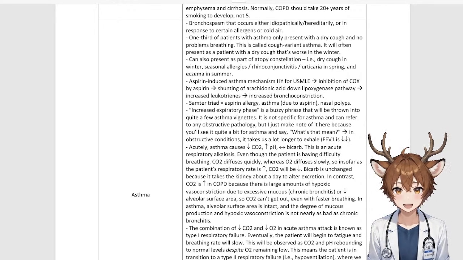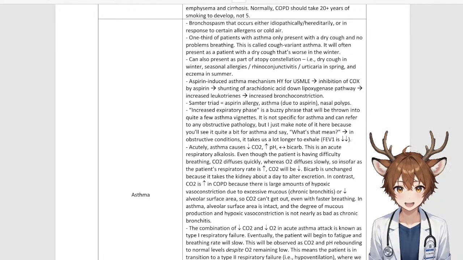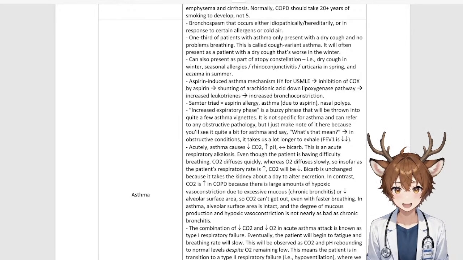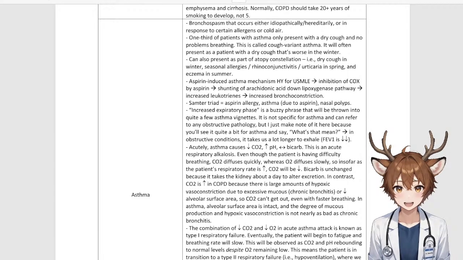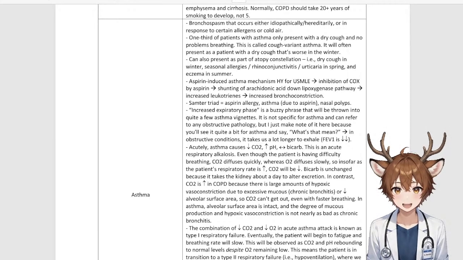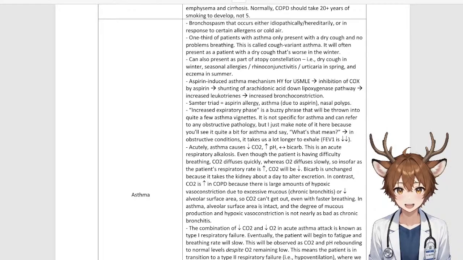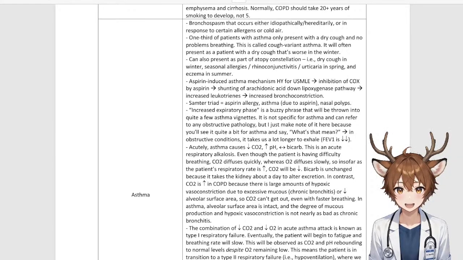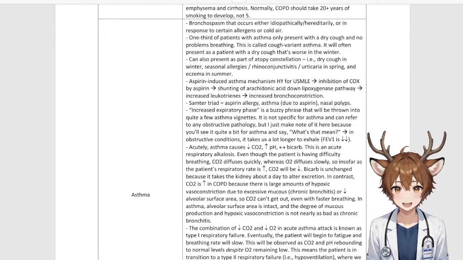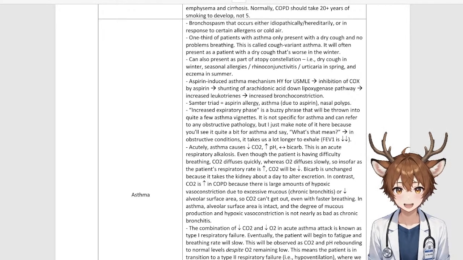In obstructive conditions, it takes us a lot longer to exhale. FEV1 is decreased significantly. Acutely, asthma causes a decrease in CO2, an elevation in pH, and bicarb to be basically unchanged. This is an acute respiratory alkalosis. Even though the patient is having difficulty breathing, CO2 diffuses quickly, whereas O2 diffuses slowly. So insofar as the patient's respiratory rate is elevated, CO2 will be decreased. Bicarb is unchanged because it takes the kidney about a day to alter the excretion.